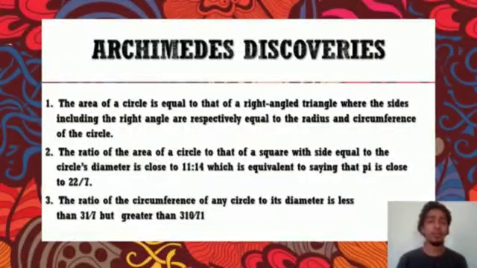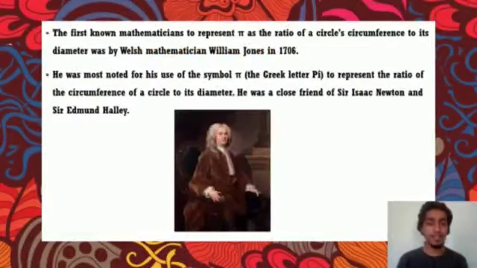The first known mathematician to represent pi as a ratio of a circle's circumference to the diameter was Welsh mathematician William Jones in 1706. He was most noted for his use of the Greek letter pi, which is derived from the Greek word perimetros, to represent the ratio of the circumference of a circle to its diameter. He was a close friend of Sir Isaac Newton and Sir Edmund Halley.